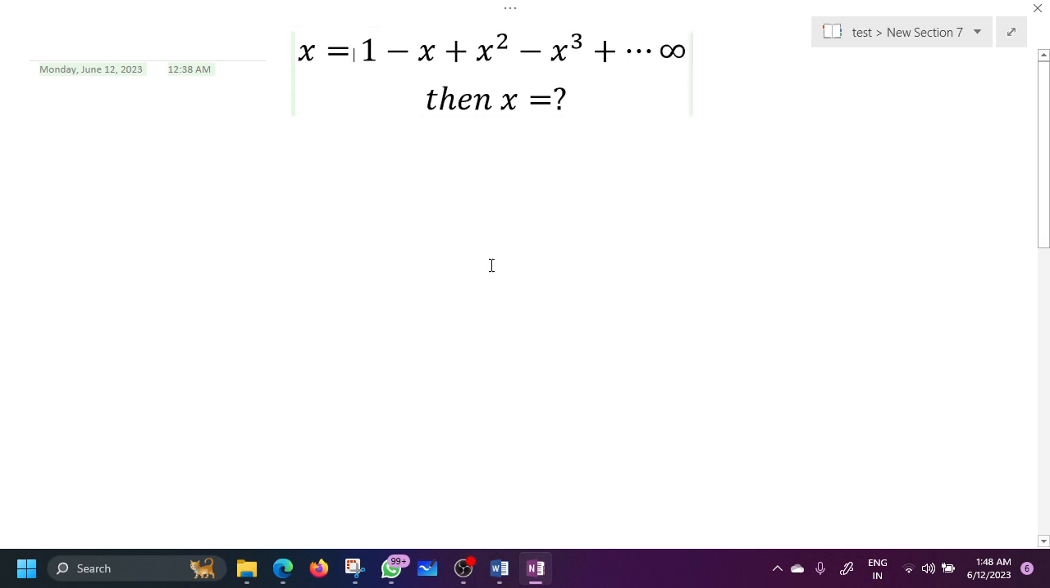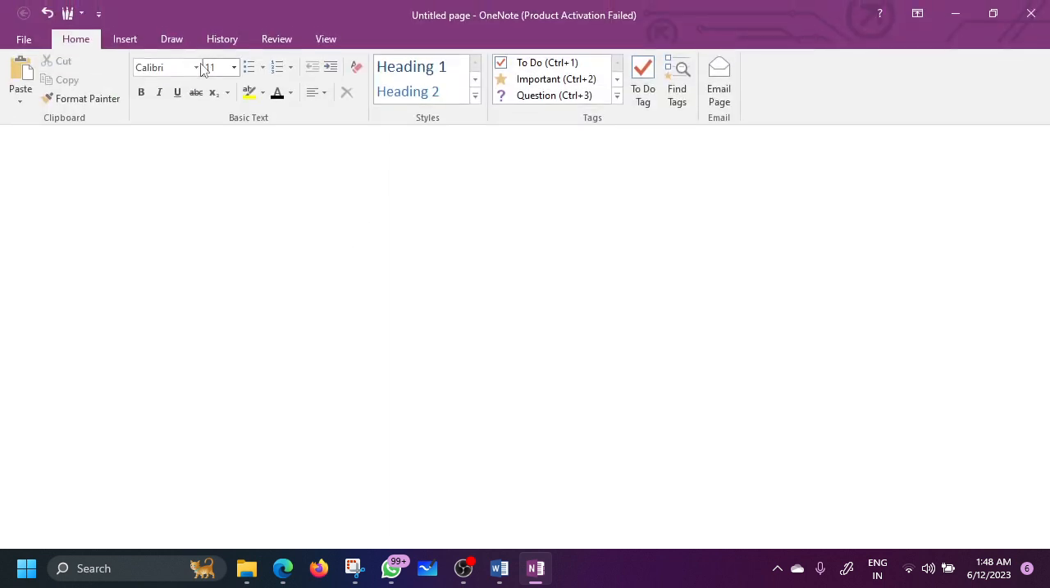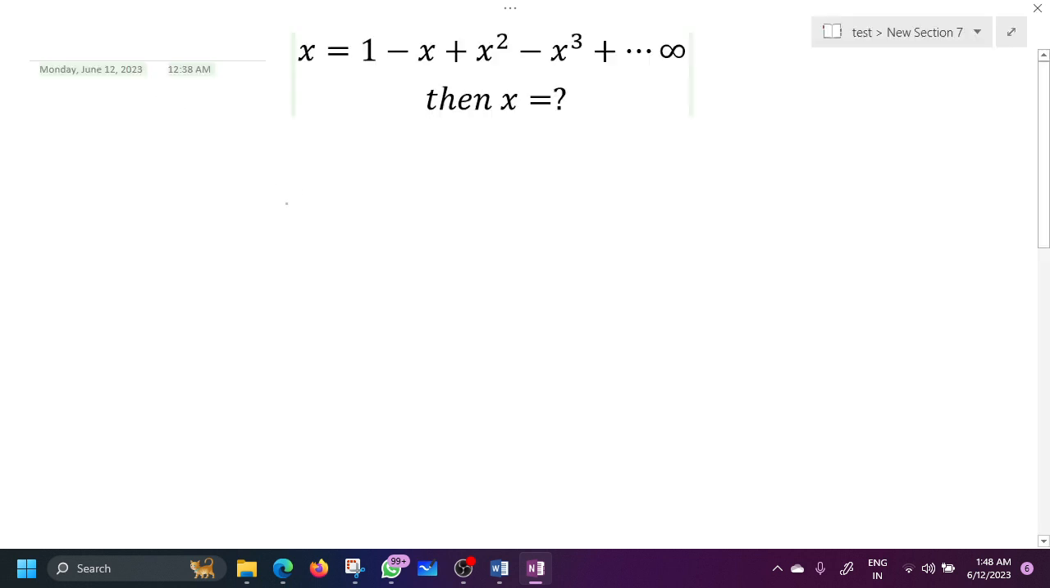Welcome everyone. In this question we have a nice little problem on series, geometric series to be precise. We are going to solve this series. We have to find out the value of x, or values of x if there are more than one. On the right hand side of the equation you have a series, and I am going to write this series as 1 minus x plus x square minus x cube plus dot dot dot till infinity.